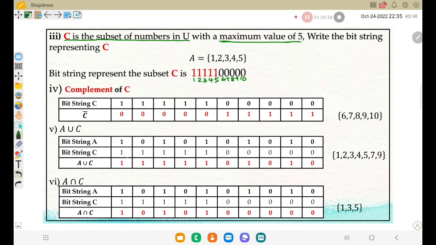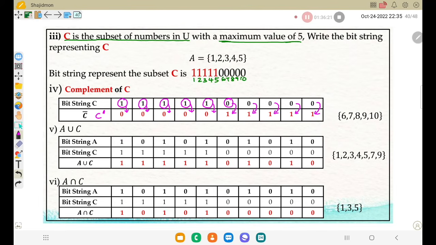Complement operation, union operation, intersection operation, symmetric difference, subtraction, these operations you can see in the table. For example, bit string C is 1 1 1 1 1 0 0 0 0 0. C complement means C dash, or C bar. If 1 is coming, complement means 0. Just the opposite. 1 complement 0. 0 complement, opposite, 1.